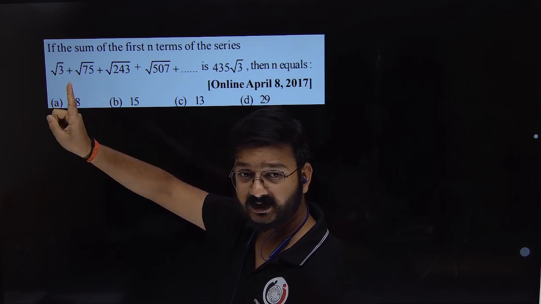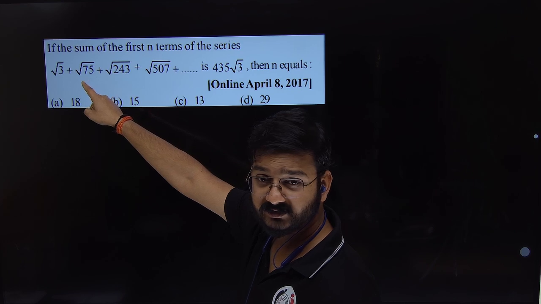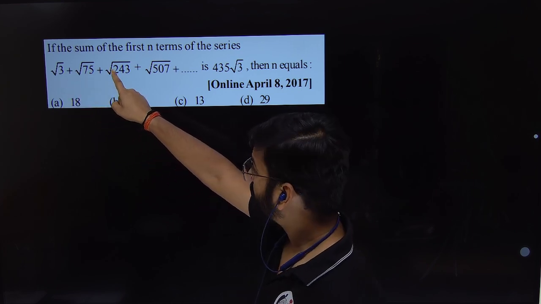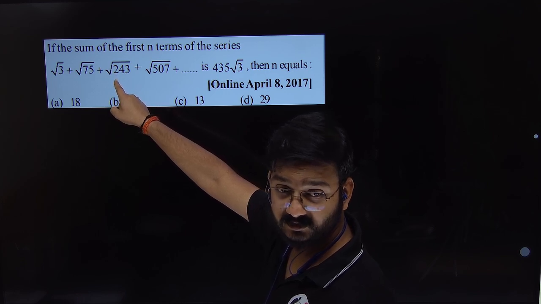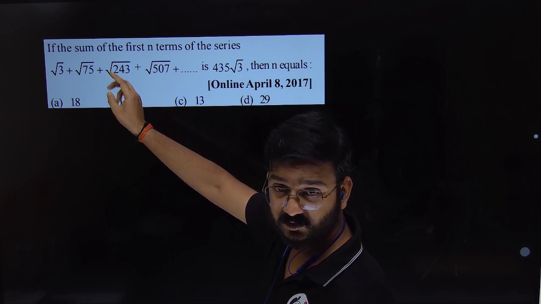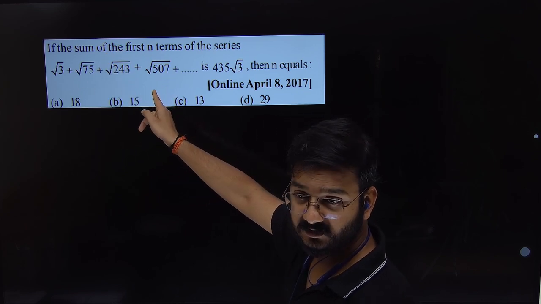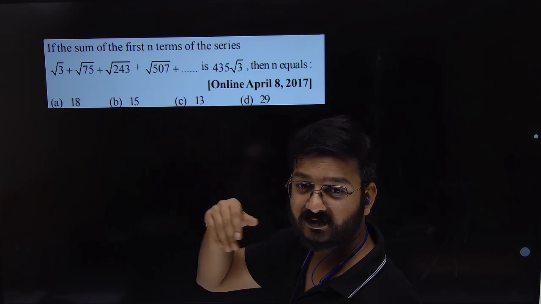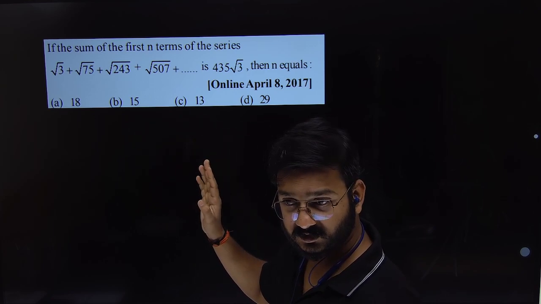Take root 3 common. The first term will be 1. When you take root 3 from this, it will be square root of 25, which is 5. First term is 1, second term is 5. What will be this if you take root 3 common? Root of 81, so that is 9. So 1, 5, 9, then here 13. Basically in the bracket, what are you getting? AP.